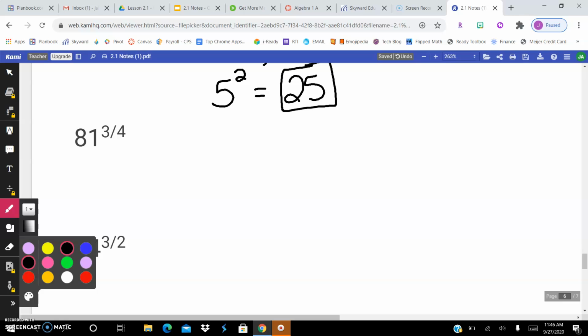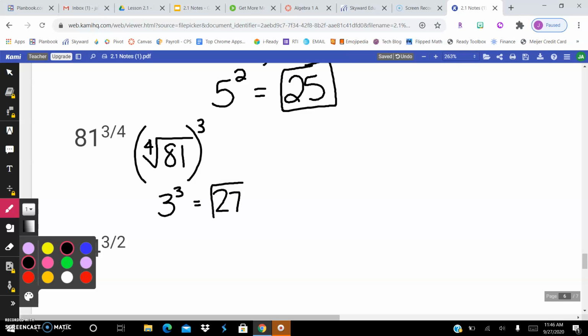81 to the 3/4 power. That denominator is a 4, so I'm going to have to find the 4th root of 81. And then our numerator is 3, so to the 3rd power. What times itself 4 times is going to give me 81? That answer is 3. And then 3 to the 3rd power is 3 times 3 times 3, which equals 27.